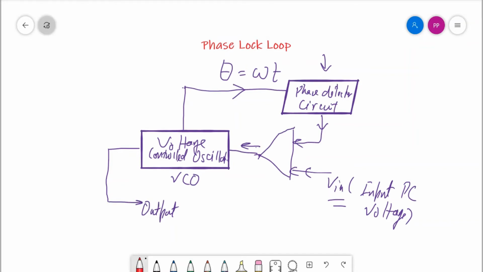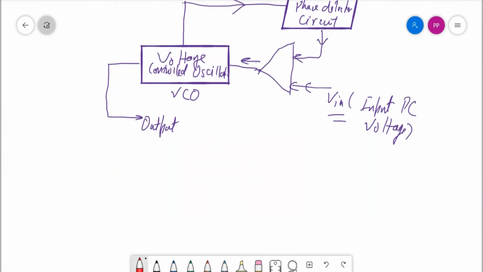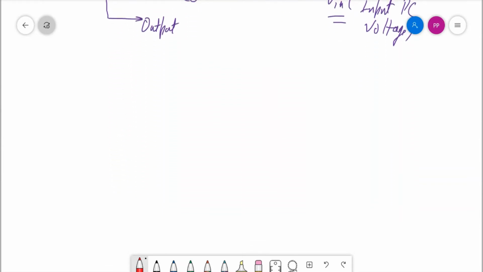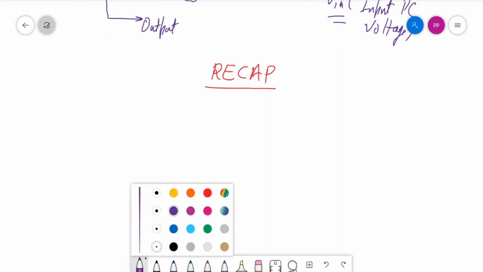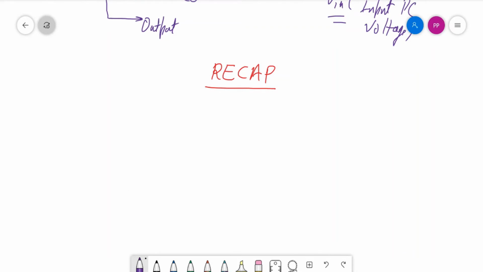So with this, our study on the components of digital instruments is completed. Let us recap the important features of the basic components. We have a recap on all the topics we studied so far. We start with the crystal oscillator.